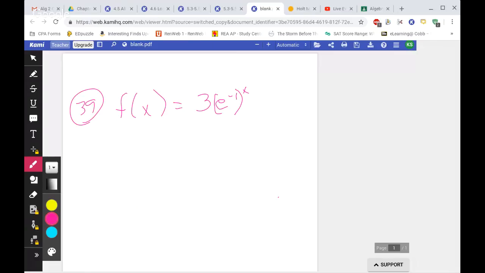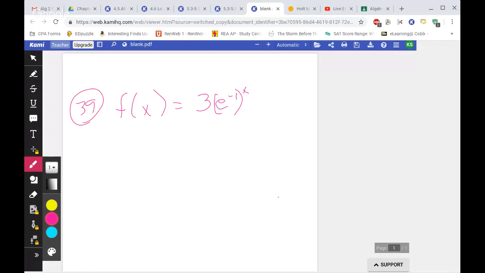Like plug in. For number 40, I put in e to the 4 and I got 54.5981. Does that mean it's decay or growth? That means it's growth because it's not a decimal. It's a bigger whole number, it's not like 0.59, it's 54.